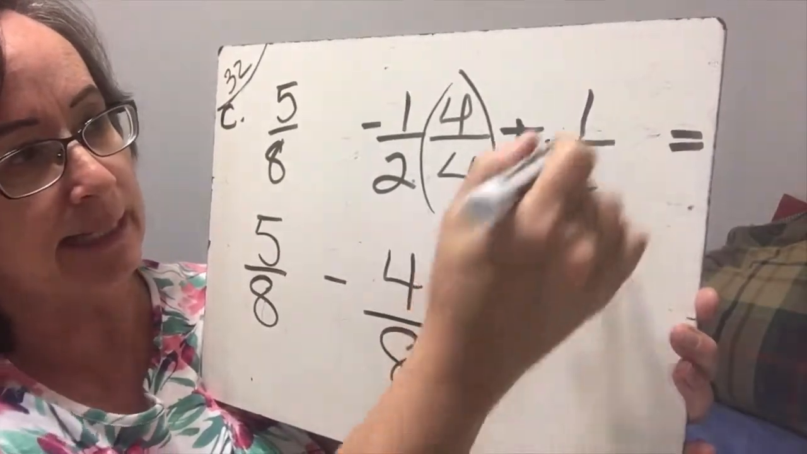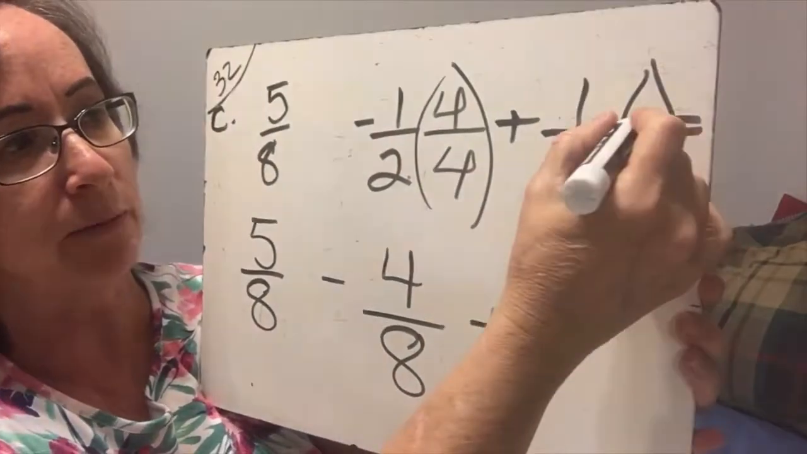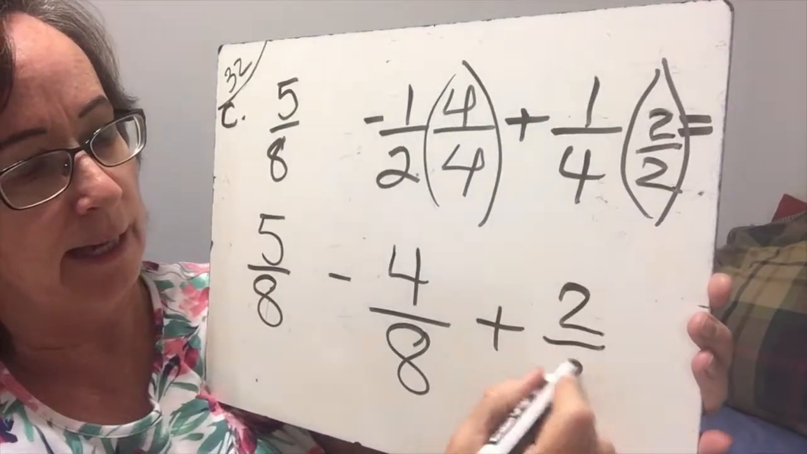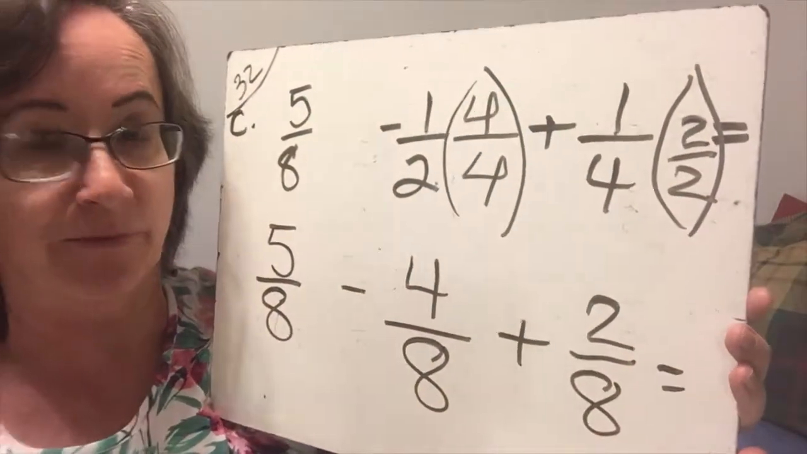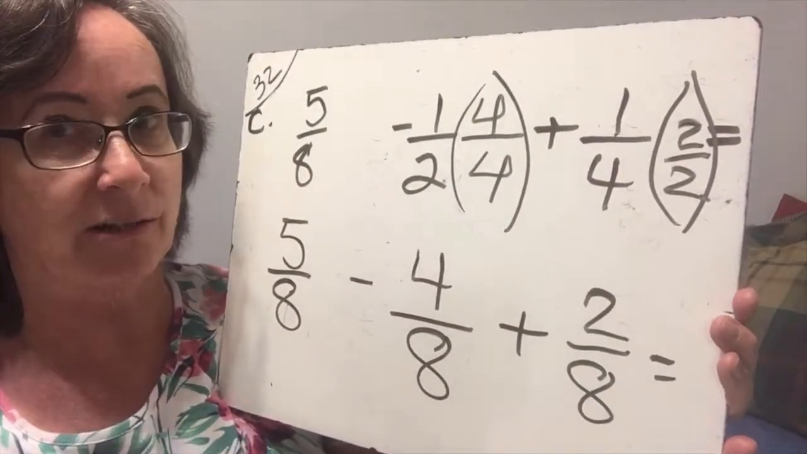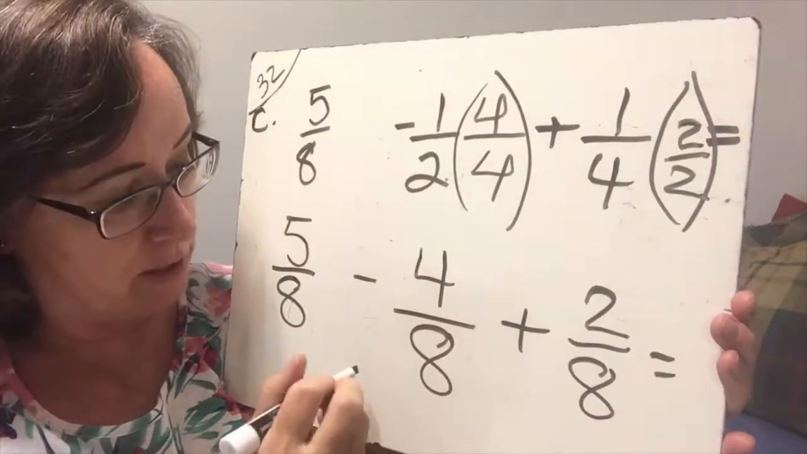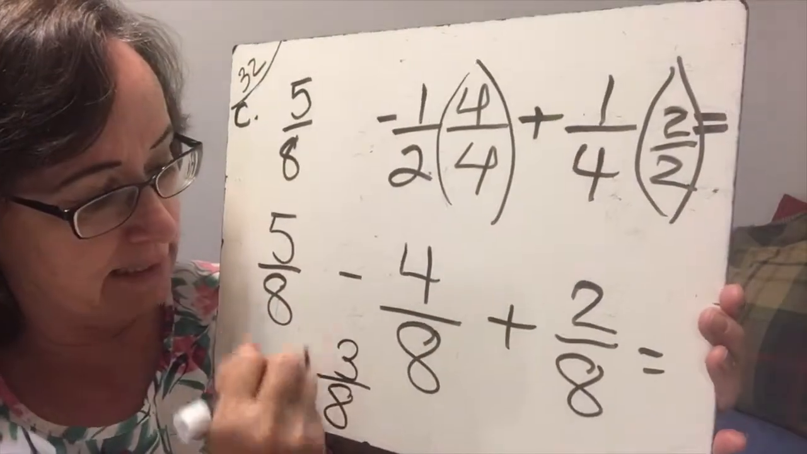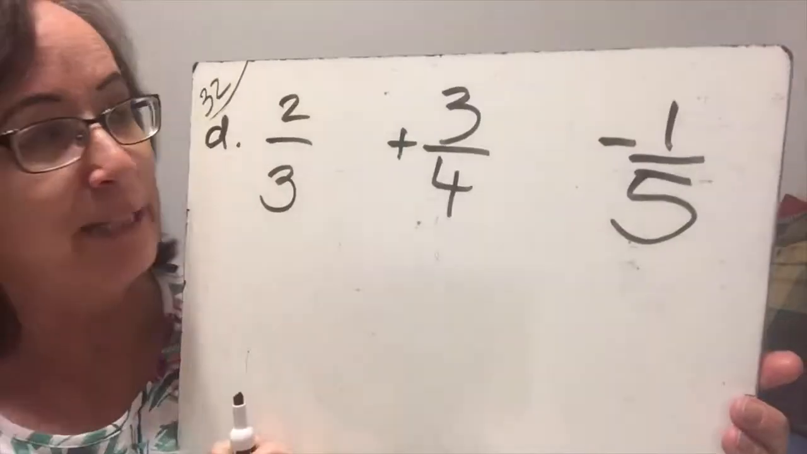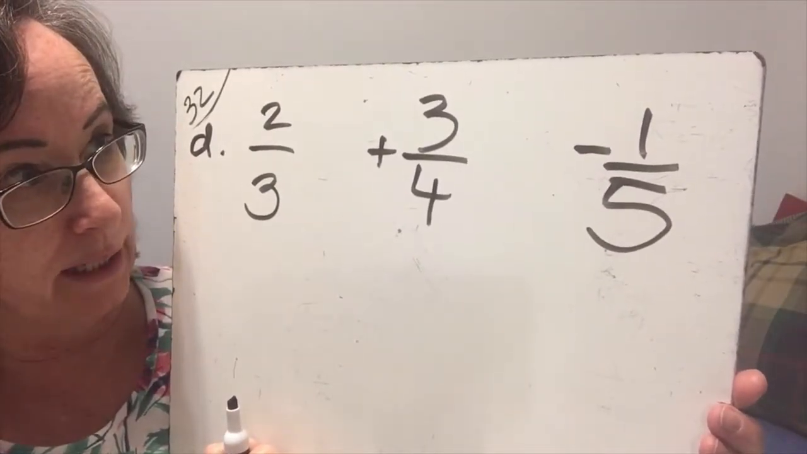And lastly, we have a 1/4, but we need something over 8. So we will multiply this last one by 2 over 2 and wind up with 2/8. So now all I have to do is perform my operations on the numerator only, and then we will put our answer over the denominator. 5 take away 4 is 1, and 1 plus 2 is 3. So 3/8, final answer. Last practice problem. Copy it down and pause your video.